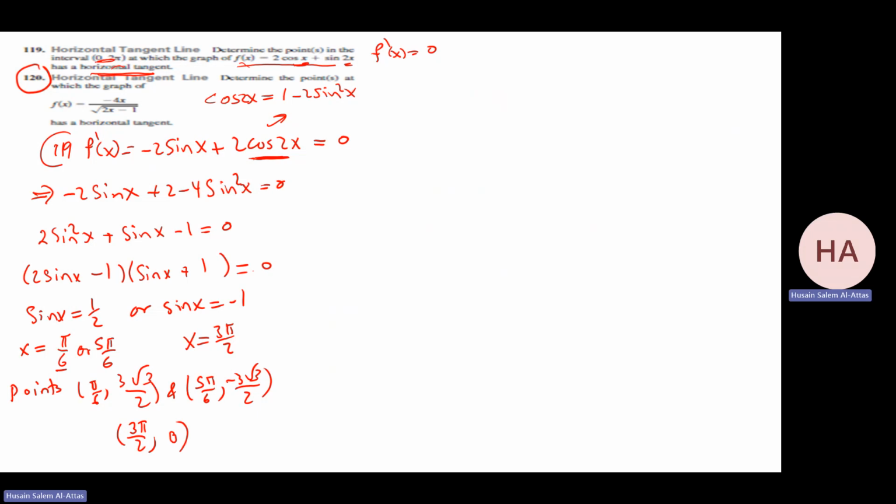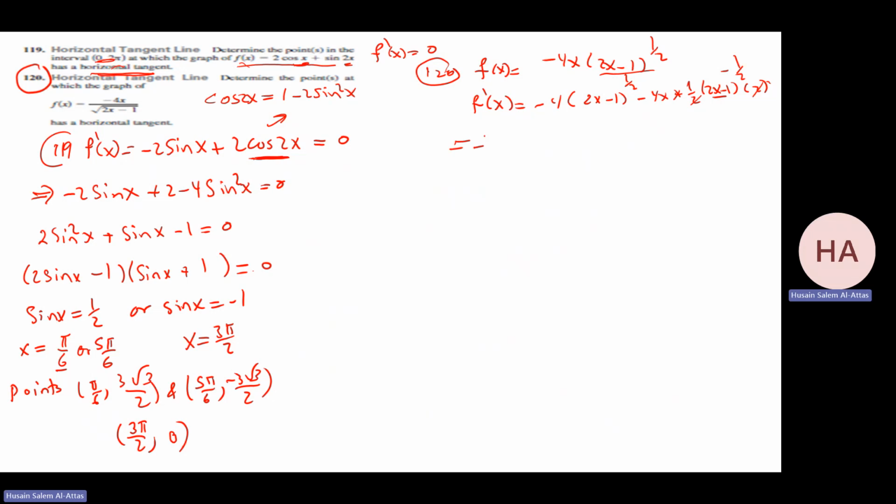Okay, 120. I need first to rewrite the function. The function is minus 4x times 2x minus 1 to the power half. For the derivative f prime, that will be minus 4 times 2x minus 1 to the power half, minus 4x times the derivative of this, which is half, 2x minus 1 to the power minus half, times the derivative of the inside, 2. So the 2 and half cancel.